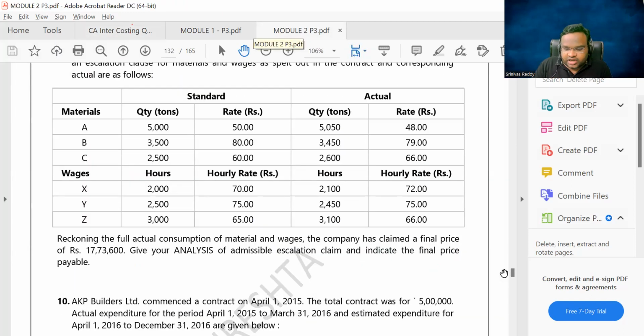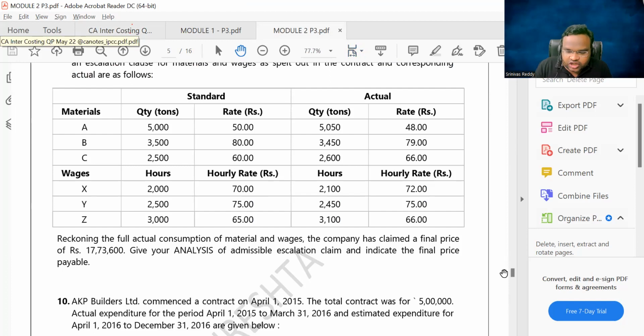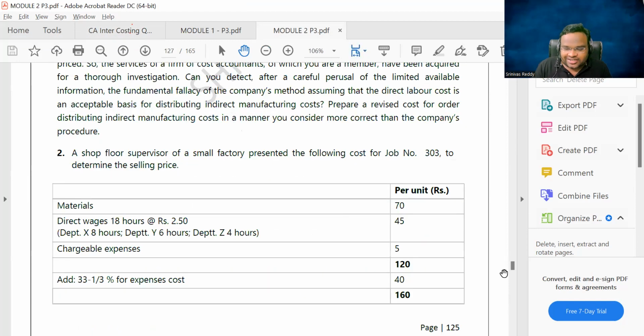So final admissible claim and indicates the final price payable. So this is also from our material. So 2A and 2B is also from our material. Distinguish between job costing and process costing, any 5 points of difference. If you want, a theory question would also be there from our material.